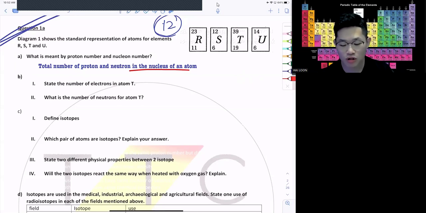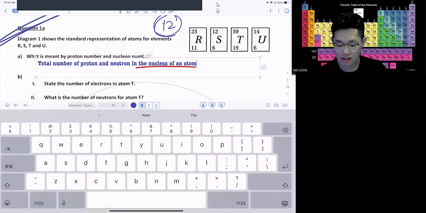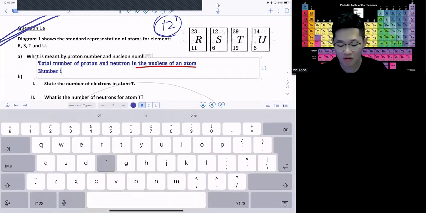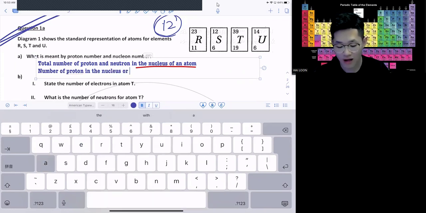When you have written your answer already, you can use a red pen or a pen with a different color to highlight this part. This is the common mistake that people will make. Proton number will be the number of protons in the nucleus of an atom.